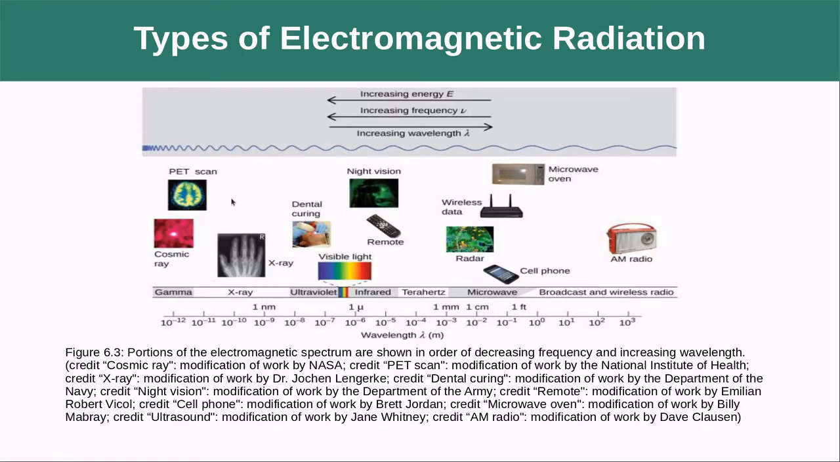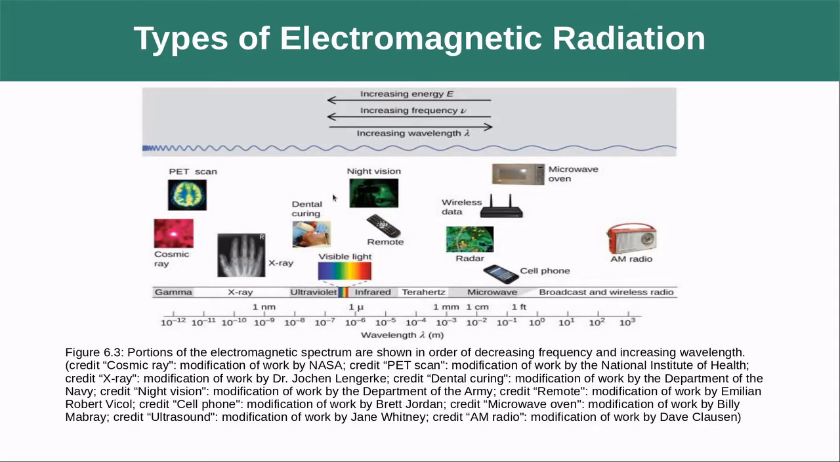Then we have X-rays. We're most familiar with these as a way of imaging bones, right? Because the X-rays can pass through our flesh, but they don't quite have the energy to pass through our bones, and we can do some imaging doing that. Then you have ultraviolet rays.